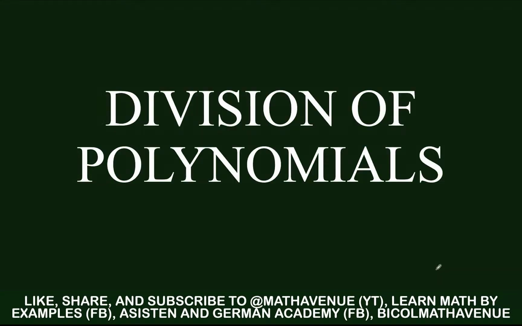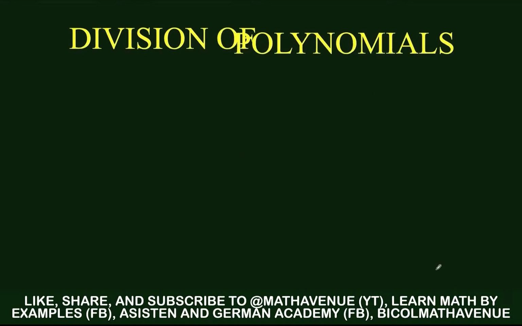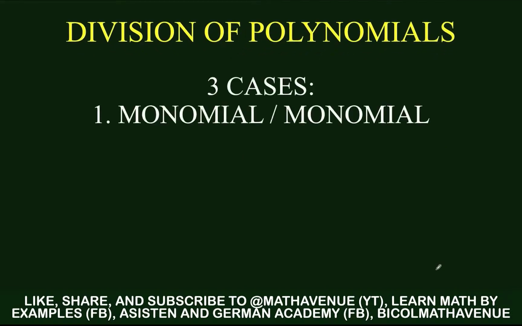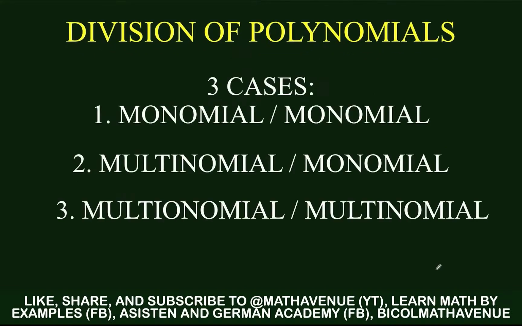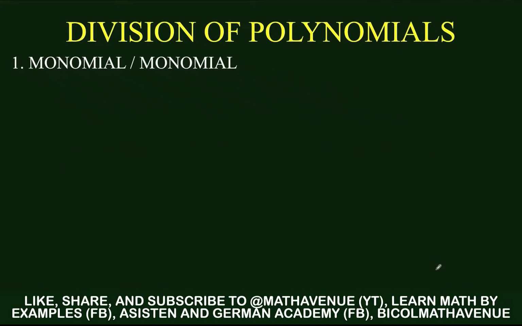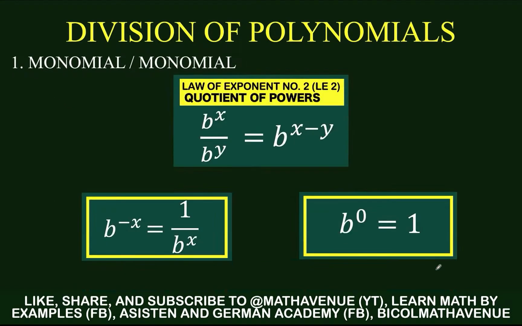Now let's talk about division of polynomials. For division of polynomials, there are three cases. And basically, these are three cases similar to the multiplication of polynomials. So let's start with the first one, monomial by a monomial. Here we'll be using this law of exponent number 2 most of the time. And under this quotient law of exponent, there are three cases.